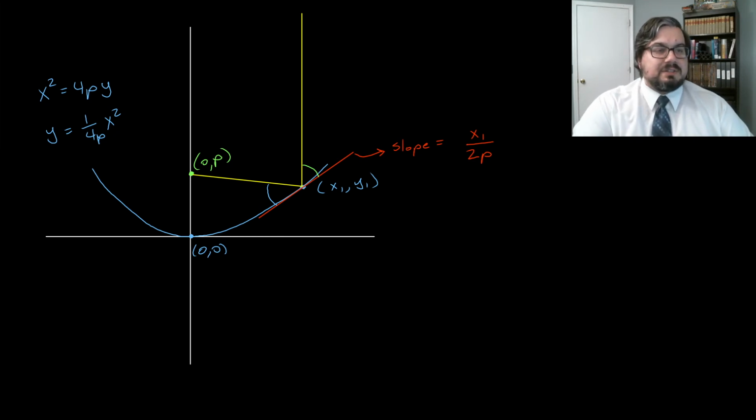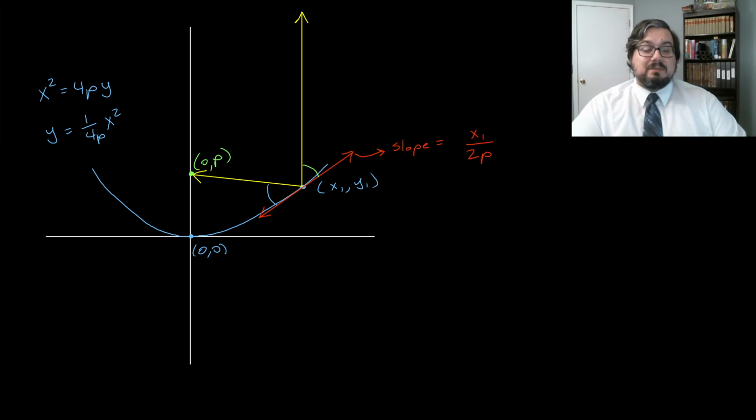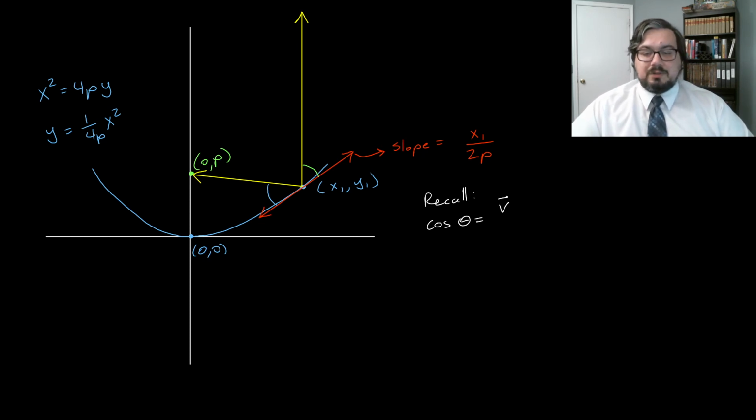Now what I want to do is to use some vectors. I want to use some of the principles from vectors that we had, and we actually know how to calculate these two angles, the green angle and the blue angle, using dot products. So let's recall that the cosine of theta, where theta is the angle between two vectors, is equal to the dot product of those vectors divided by the product of the magnitudes of those vectors.